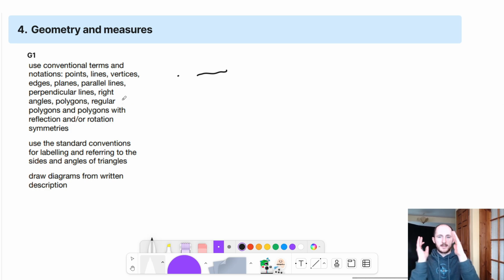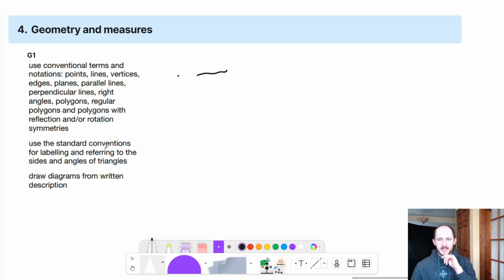Parallel lines, so 2 lines that never meet. Perpendicular lines, 2 lines that cross at right angles. Right angles, angles of 90 degrees. A polygon is just a many-sided shape, so anywhere between 3 and infinity. Regular polygons means that all of the sides are the same length and all the angles are the same size. And polygons with reflection or rotation symmetries.